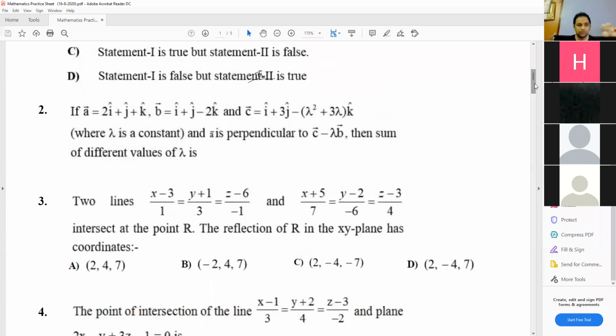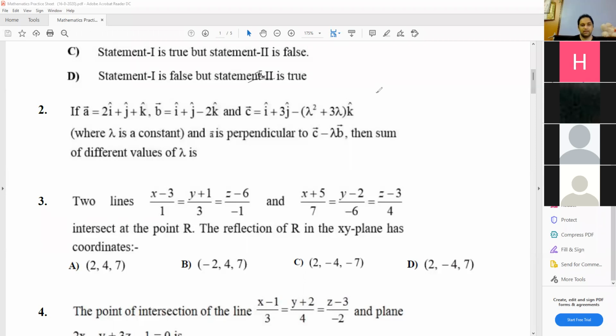Next, question number 2. A is perpendicular to C minus lambda B, then the sum of different values of lambda. इसको what will the values of lambda come out to? How would you solve this?